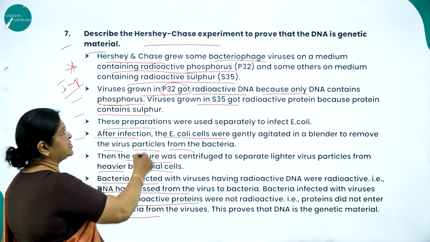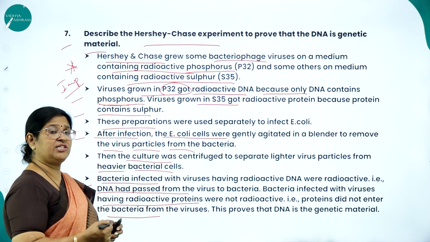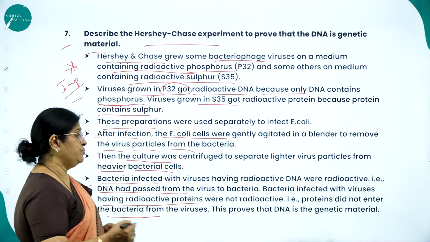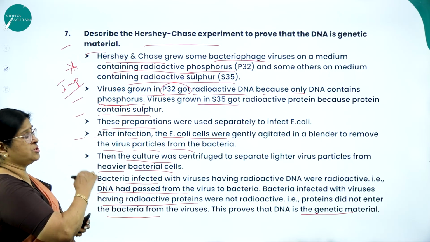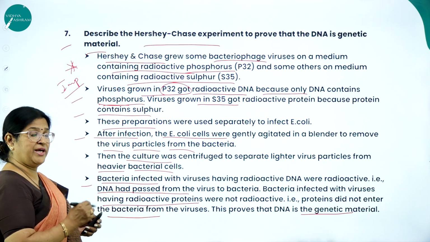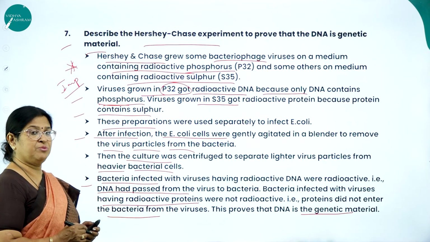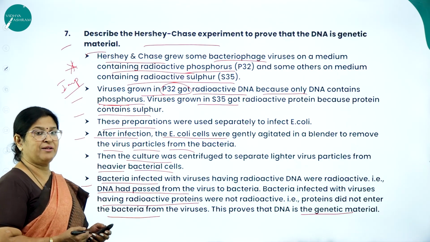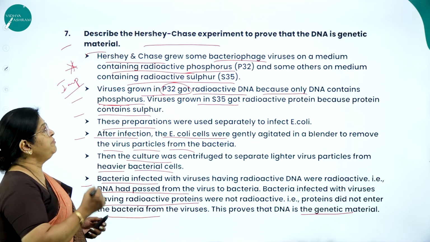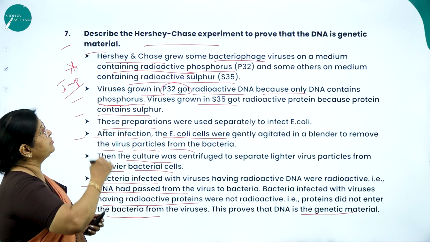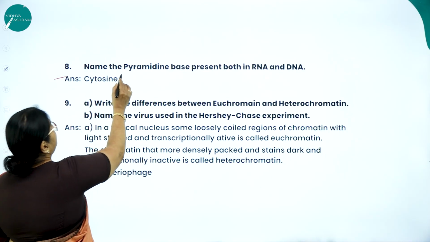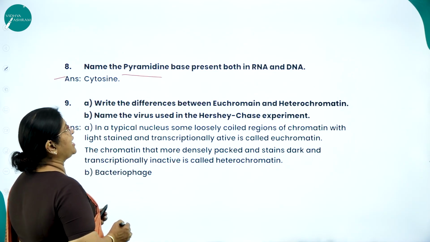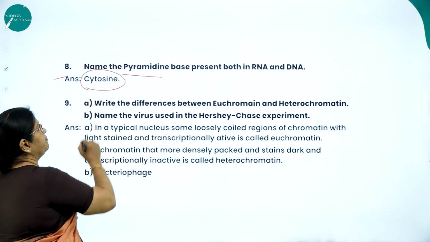So with all this experiment, what did Hershey and Chase try to prove? Prove that DNA is the genetic material. So this particular question is very important from the examination point of view, and there is a very beautiful diagram given in the NCERT textbook. Please go through it related to this Hershey-Chase experiment. Moving on to question number 8. Name the pyrimidine base present both in RNA and DNA, that is cytosine.